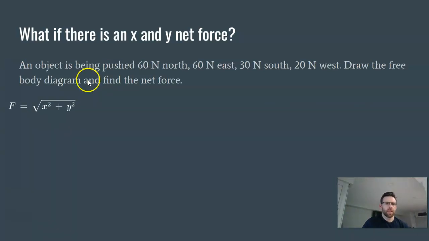So here's an example, and I tried to put the equation up here on the side. This one is very similar to the problem that I just showed you, but we're going to find that there's actually two net forces. There's going to be a net force in the x direction and a net force in the y direction. So let's quickly draw this, and we'll try to draw it proportionally, and that will give us a good idea of what kind of forces we're dealing with here. So we have 60 to the north, 60 to the east, 30 south, and then 20 west. All right.